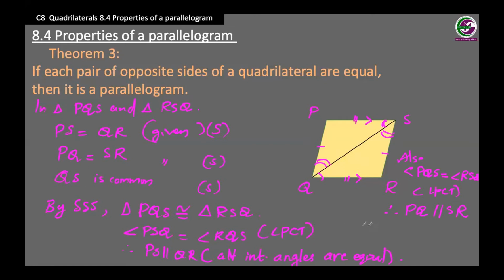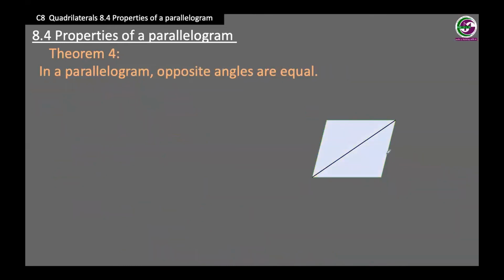If opposite sides are parallel, then it is a parallelogram. Since both pairs are parallel, that is a parallelogram. PQRS is a parallelogram. Okay, so hope it's clear. So in a quadrilateral, if opposite sides are equal, it will be a parallelogram. Moving on to theorem 4.